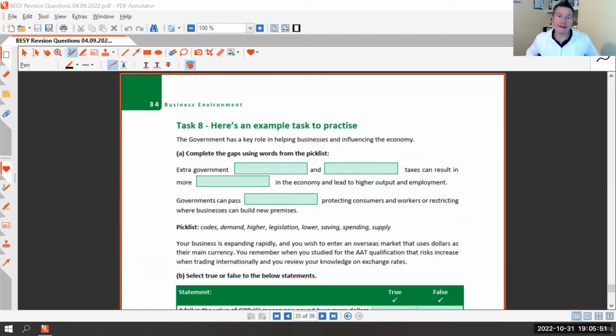Good evening, everyone. This evening, we're going to look at task 8 of the Business Environment exam, which is the last task of this exam. So hopefully you can see my screen, and we're going to work our way through this one. This is one of the automatically marked tasks here. So whilst we're at it, let's get cracking.